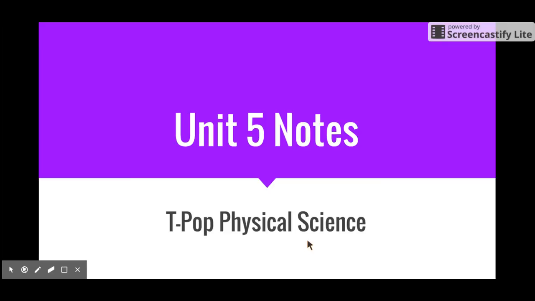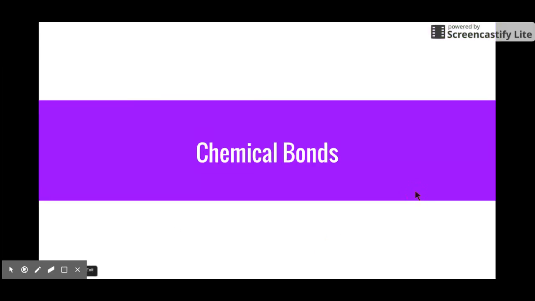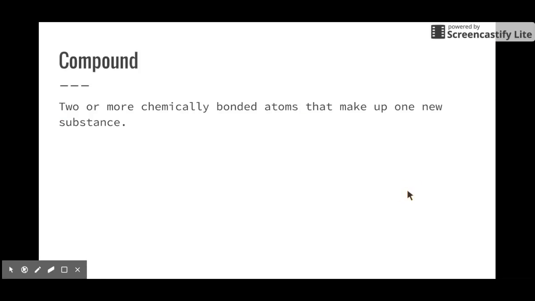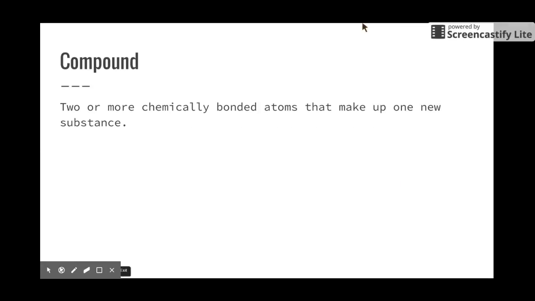So welcome to Unit 5 Notes. This is a comprehensive review of everything you need to know. Let's go ahead and get going. All right, we're talking about chemical bonds. So first you need to know what a compound is. A compound is two or more chemically bonded atoms that make up one new substance.